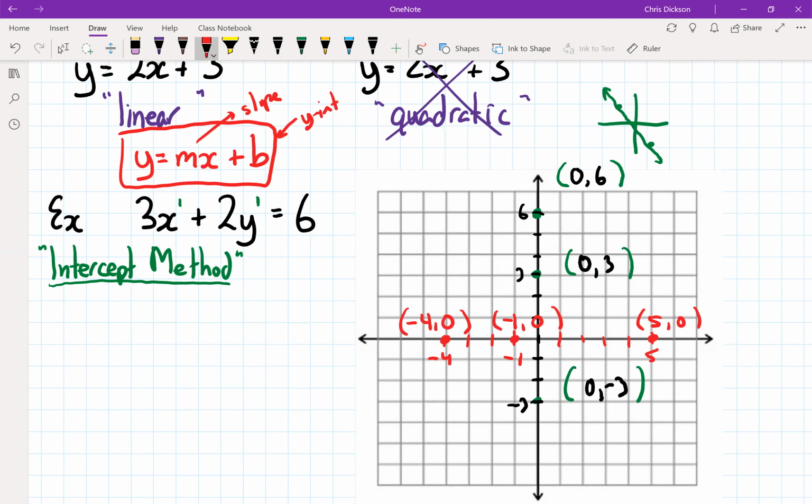And so if you notice that the x-intercepts, they all have something in common, and the y-intercepts also have something in common. So when I use the intercept method, what I do is I look, first of all, for my x-intercepts.